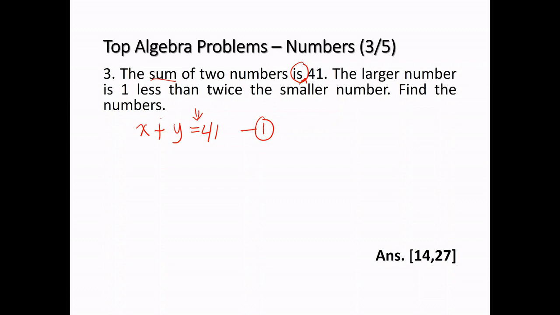Because we have two variables, we need two equations. So the larger number, we assume y is the larger number, is 1 less than twice the smaller number. We assume x is the smaller number. So that's it. We have the second equation, and we have the rule that the number of equations should be equal to the number of variables, so that we can find the values of x and y.